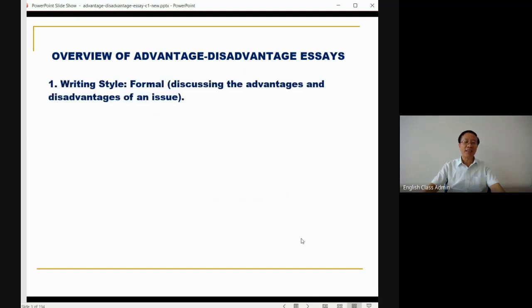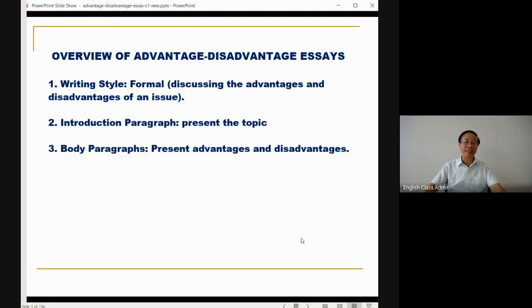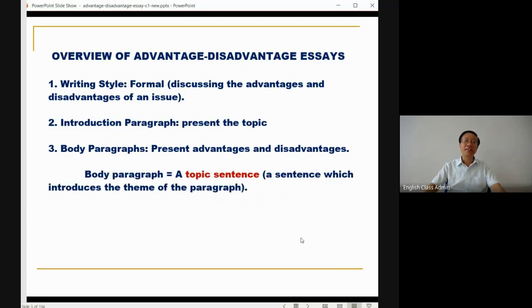In terms of writing style, you should use a formal writing style, discussing the advantages and disadvantages of an issue. In the introduction paragraph, you present the topic and you present the advantages and disadvantages in the body paragraph. But remember that in the body paragraph, you should begin with a topic sentence. The topic sentence is a sentence which introduces the theme of the paragraph. And remember, each of the main points should be supported with justifications and examples.